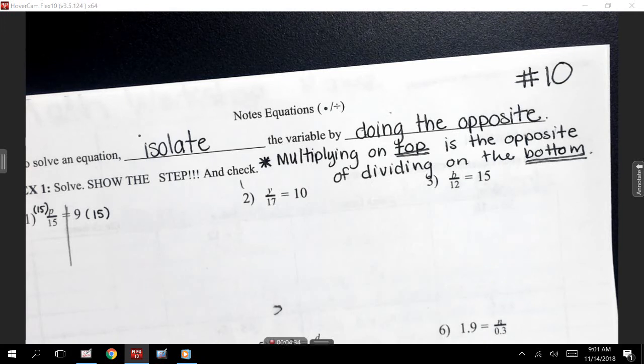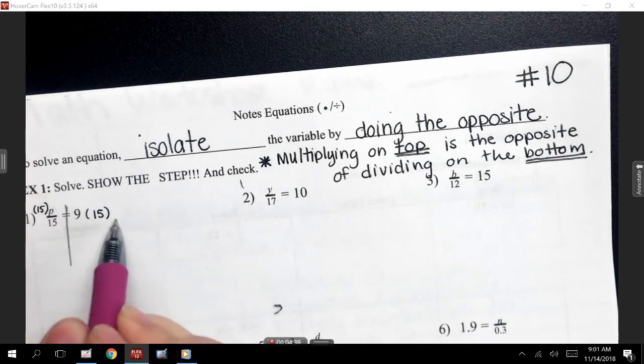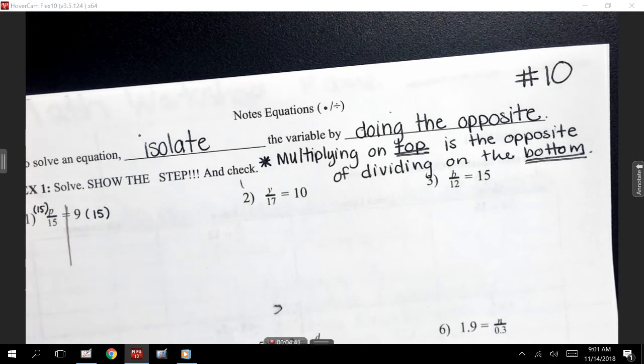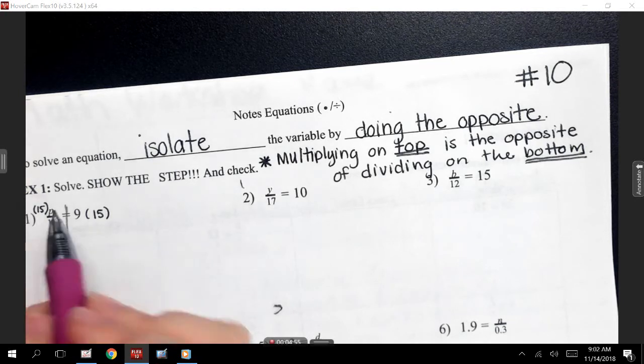Opposite of dividing is multiplying. The only thing is you're going to put your multiplication on top, okay? So now this says 15 on top, 15 on bottom. What is 15 divided by 15? Raise your hand. Danielle? 1. 15 divided by 15 is 1.